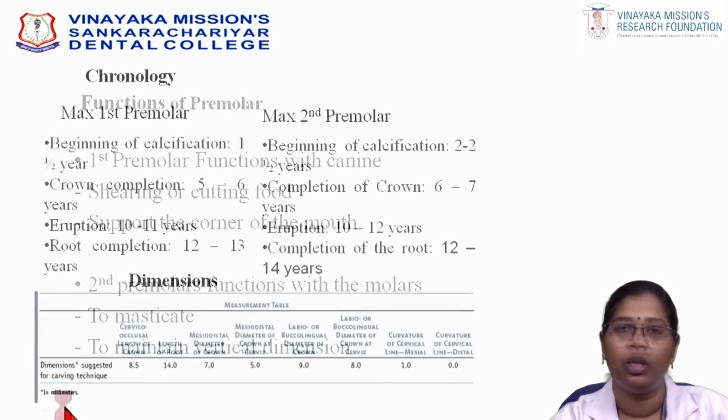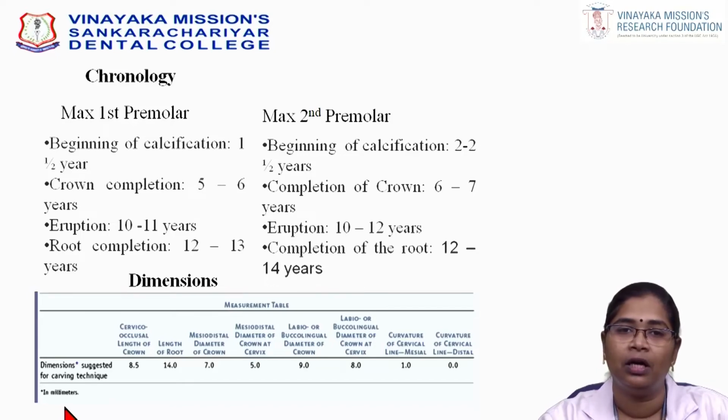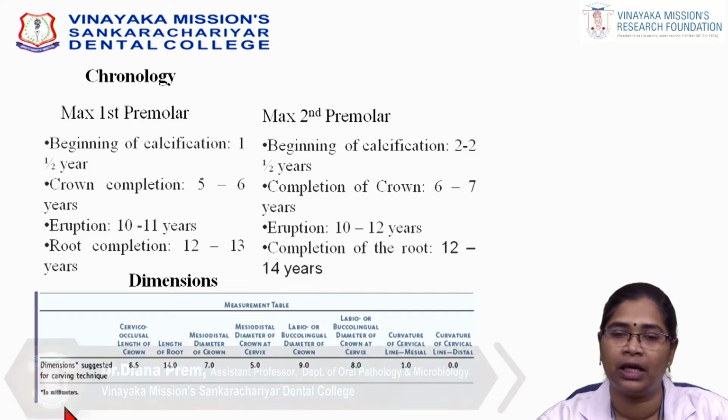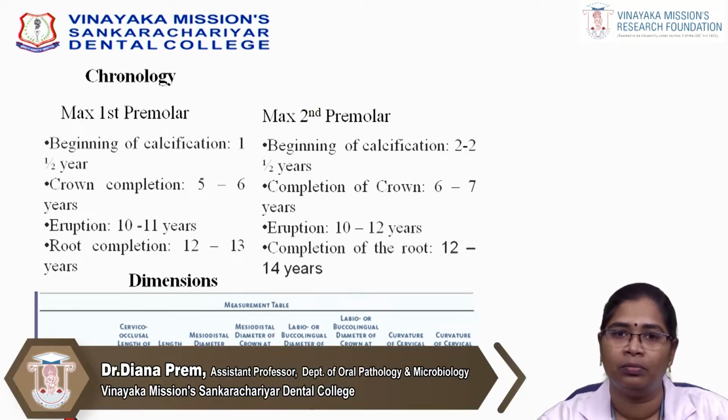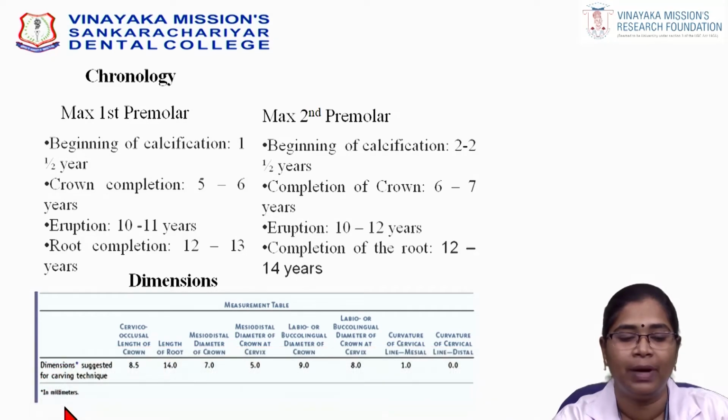to maintain the vertical dimension during occlusion. Chronology is nothing but the evidence of the events that are happening, like the age of eruption, the root completion time or the calcification time that occurs during the life of a person. For the maxillary first premolar, calcification starts at 1 to 1.5 years of age, crown completion happens by 5 to 6 years, eruption is complete by 10 to 11 years of age, and root completion is by 12 to 13 years of age.